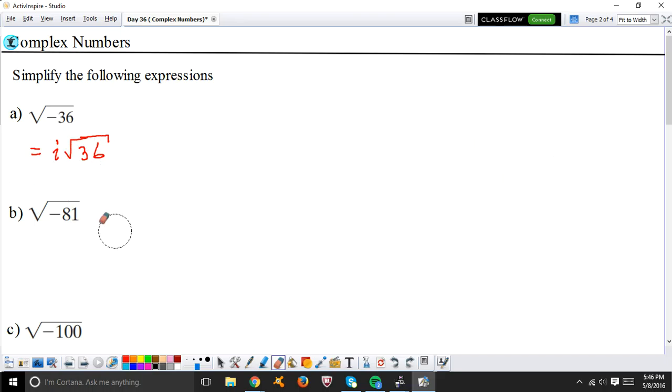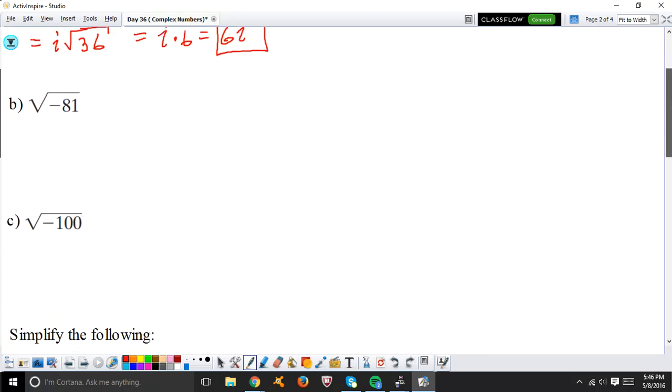Okay, so now we have this i times the square root of 36. The square root of 36 is just 6. So this becomes i times 6, which is the same as writing 6i. That's pretty much it. We take the square root of a negative number, that's an imaginary number. The square root of 36 is just 6, so 6i.